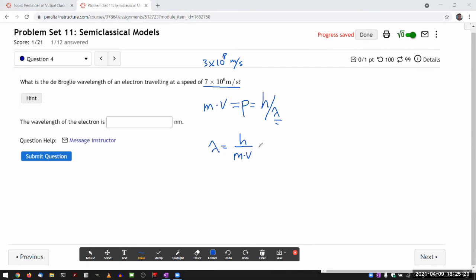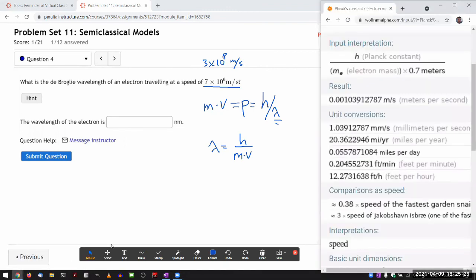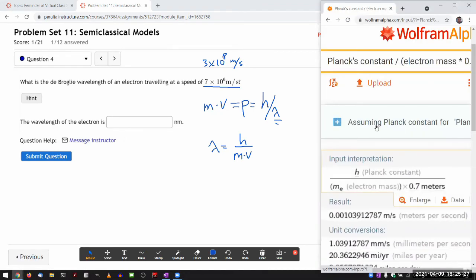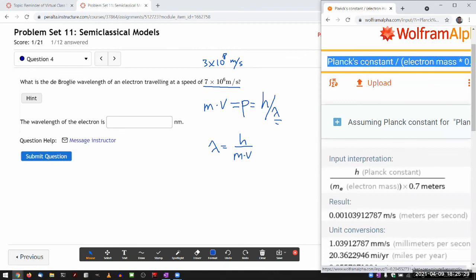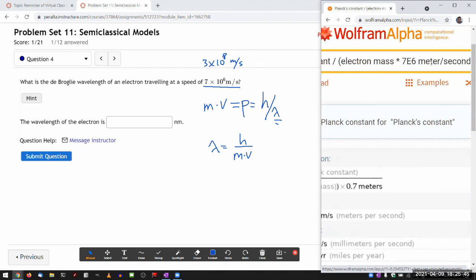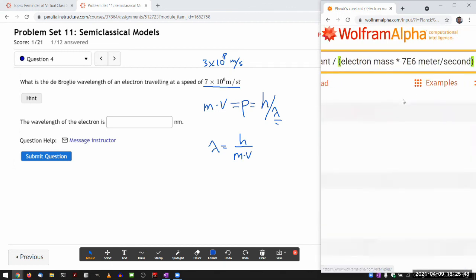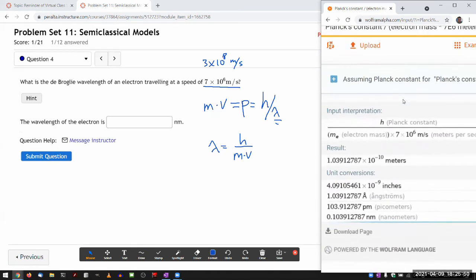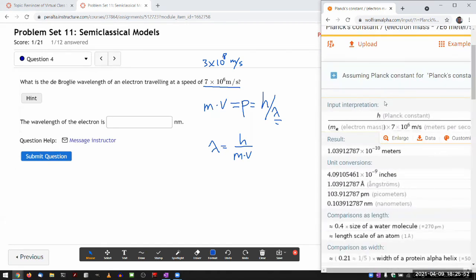Yeah, so let's plug in the numbers. I'll do it on Wolfram Alpha again, since it's easier. I want to get through this relatively quickly. So Planck's constant, leave that alone. Electron mass, leave that alone. Where I had the wavelength before, I want the speed. Seven, I'm going to use E notation, E6 meters per second. Double check to make sure Wolfram Alpha understood you correctly.